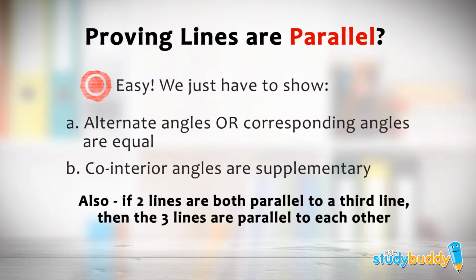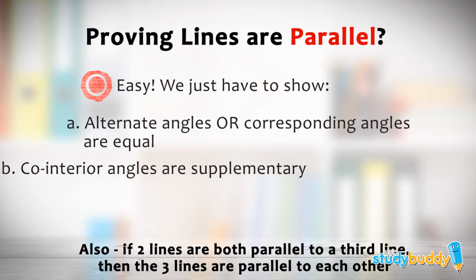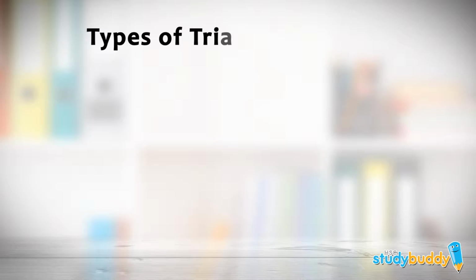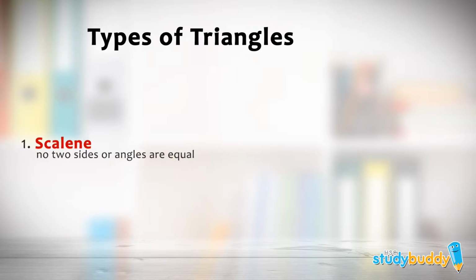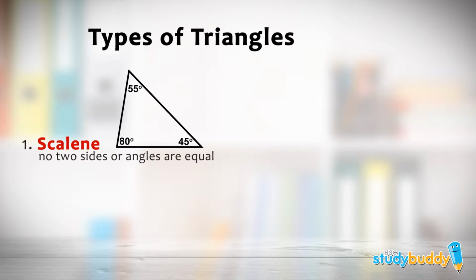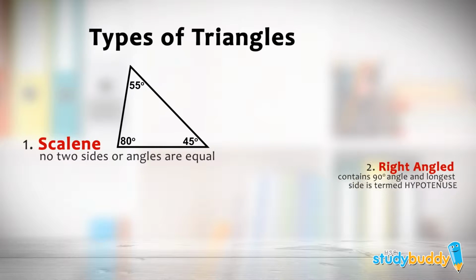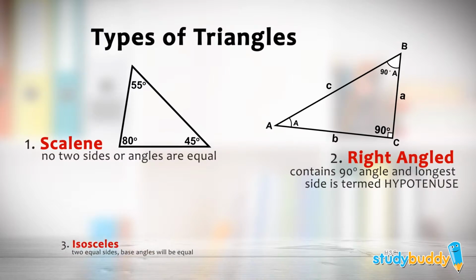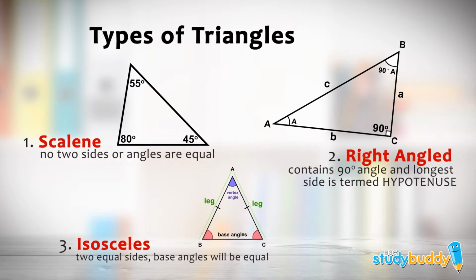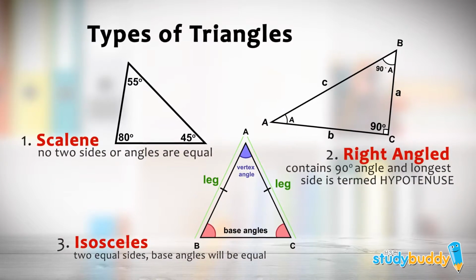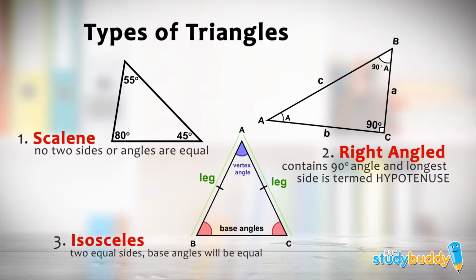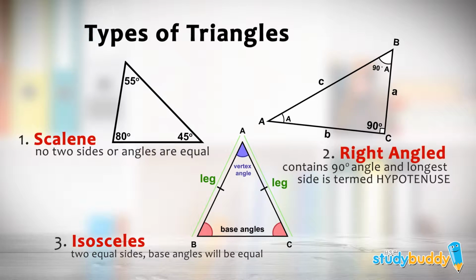Now we'll go have a look at some types of triangles. While this probably isn't the most common thing to be asked directly in a HSC question, again, knowing it can only help you in the context of a more complex question. So the first type of triangle I'll look at is the scalene triangle. This has no two sides or angles that are equal. Then we've got a right-angled triangle. This contains one 90-degree angle, and the longest side is referred to as the hypotenuse, denoted here by c.